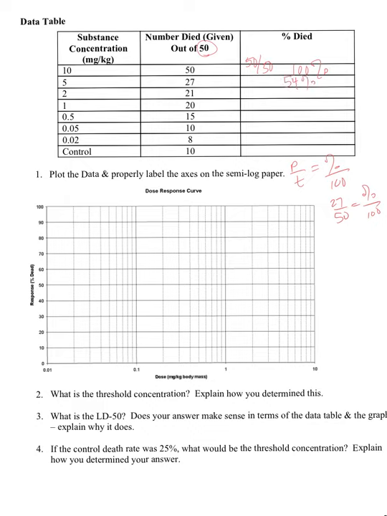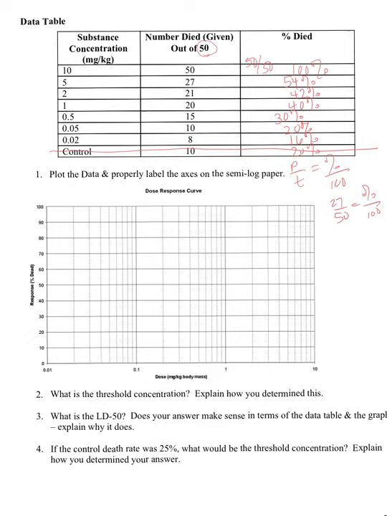I would encourage you to pause the video and just practice and do the rest of these so that you know, again, good practice of percent. So like 21 out of 50 is percent over 100, and that's going to be 42%. This will be 40%, 30%, 20%, 16%, and then my control is 20%. Okay, so this control, just so you know, we're not going to plot. So I'm going to put a line through it. It's not wrong, but we're not going to plot that point.